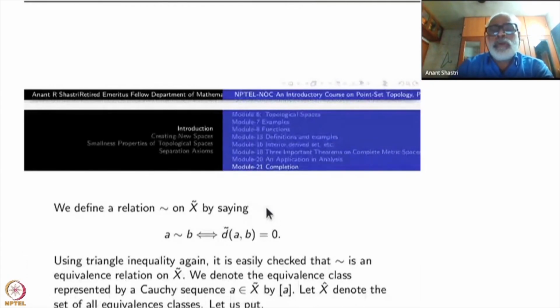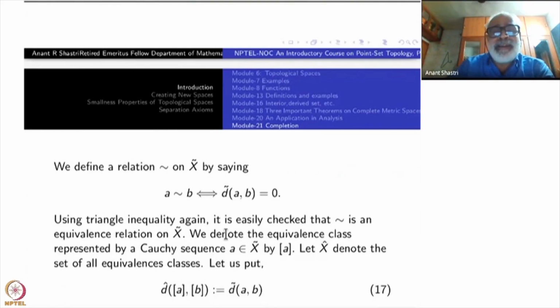So what we are going to do, we make a relation on x hat, on x twiddle, by saying that A is related to B if and only if d hat of AB is 0. Just because d hat of AB is 0 does not imply equality, so we are making this relation. Otherwise, there is no need.